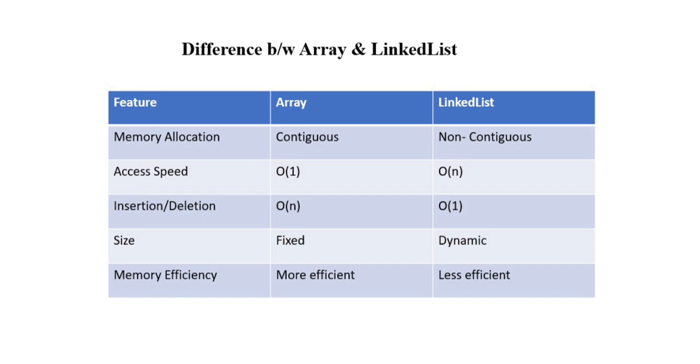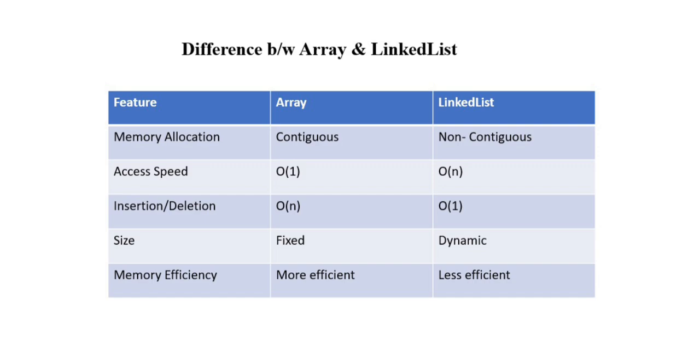Next one is access speed. Arrays are super fast for accessing elements because you can calculate the memory address using the index. It's like jumping straight to seat number 5 in your room. And linked lists are slow for access because you have to traverse from the head to the desired node. It's like following the treasure hunt clues one by one.